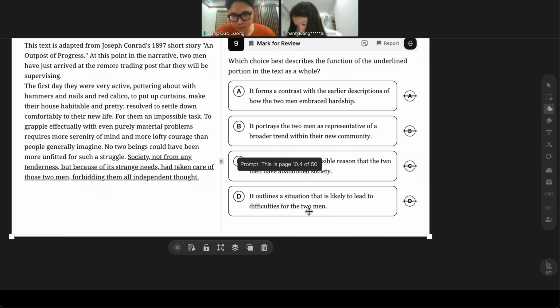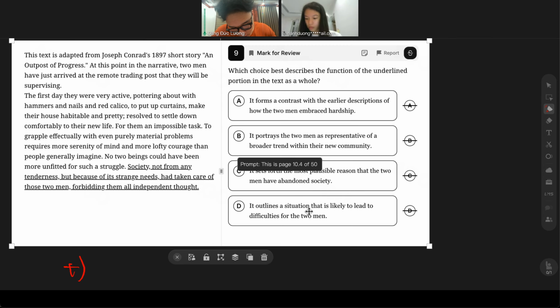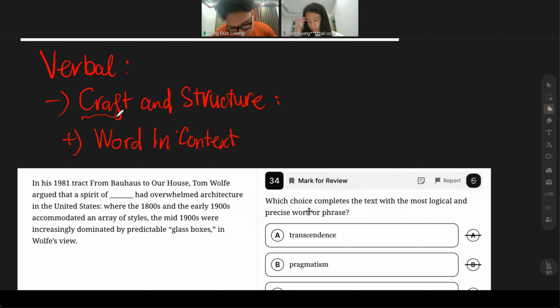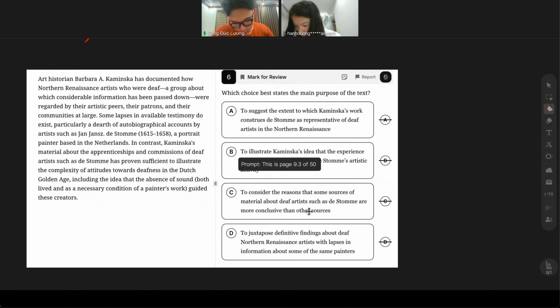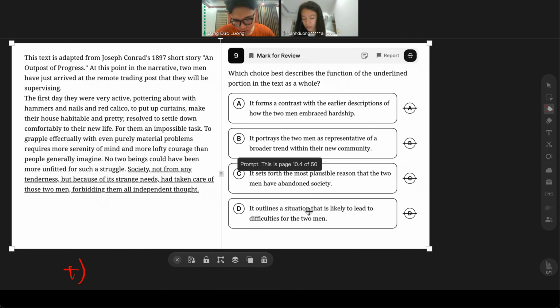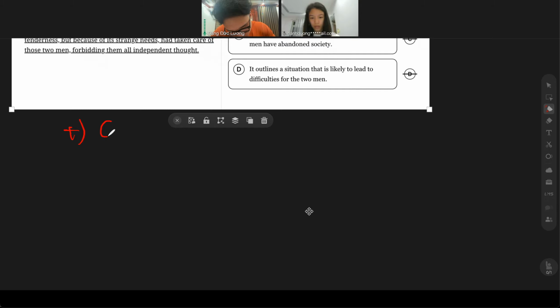And the next and last kind of question in this big zone of knowledge here is cross-text connections, which is also the hardest kind of question in that zone of knowledge. Cross-text connections.